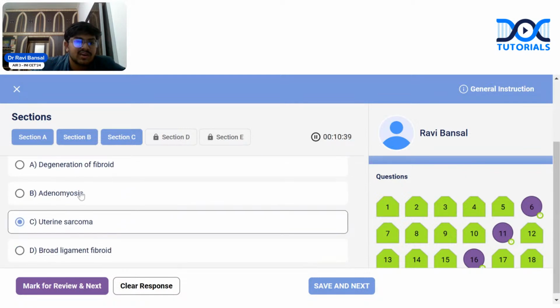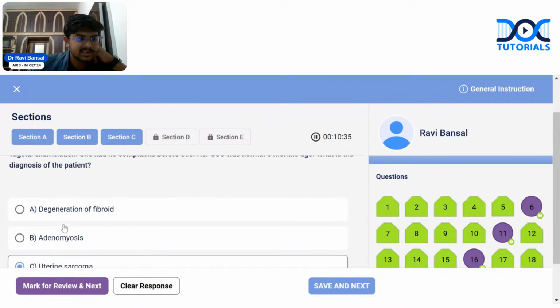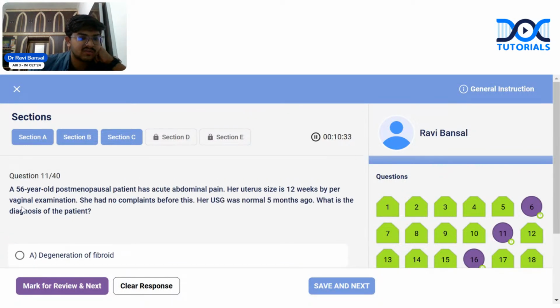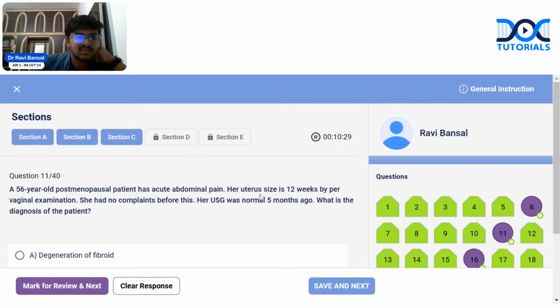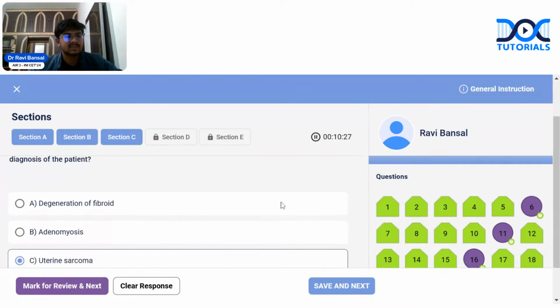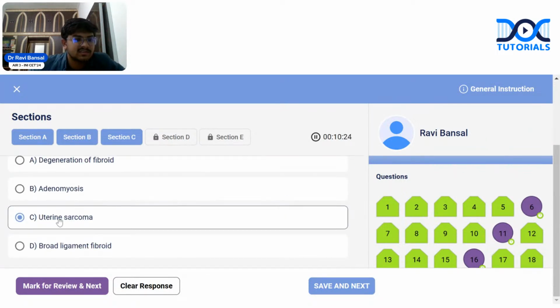So I was confused between adenomyosis and uterine sarcoma, but against adenomyosis, the points are that adenomyosis is seen in 40 to 45-year-old females. There will be a history of dysmenorrhea, and it won't be this rapid, in 5 months. So all these features are going in favor of uterine sarcoma. So I will mark this. This looks right to me.